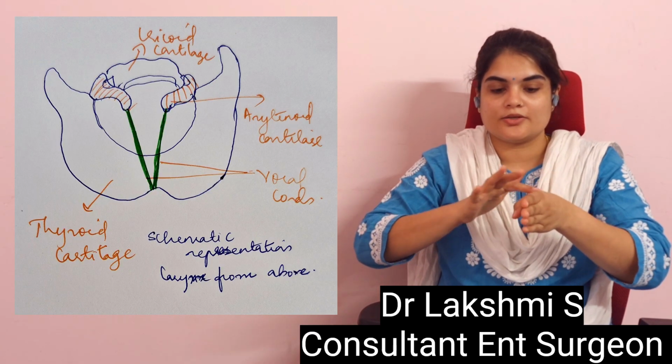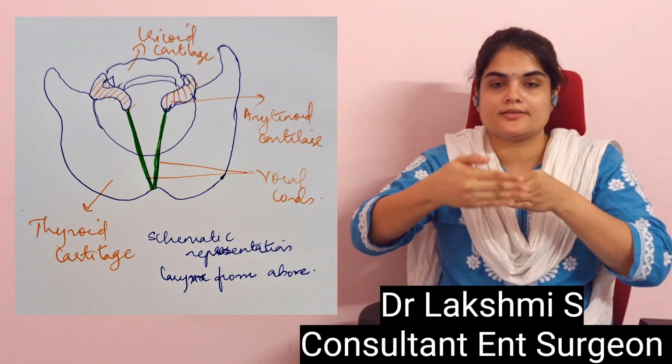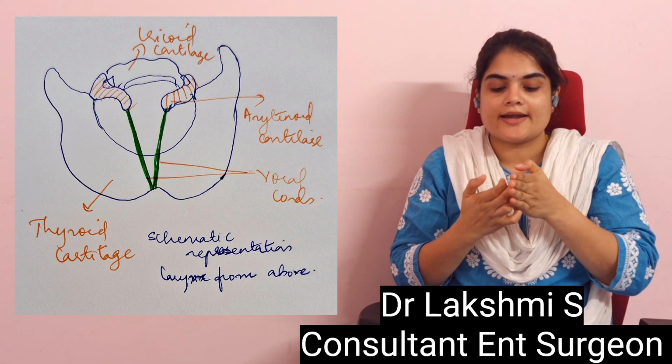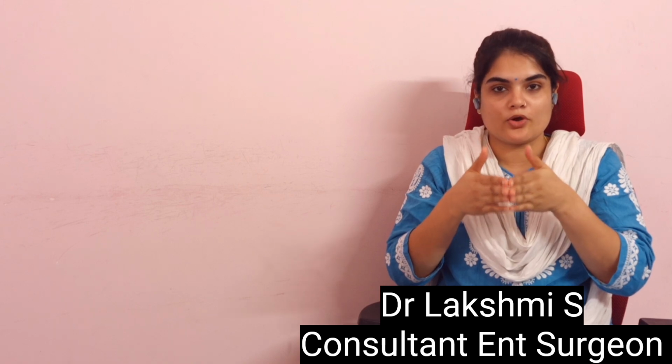So this is how you can see the top portion. This is how it is. Here is the thyroid cartilage, the middle portion of the thyroid cartilage, and you have the vocal process here. So this is how the vocal cords extend.